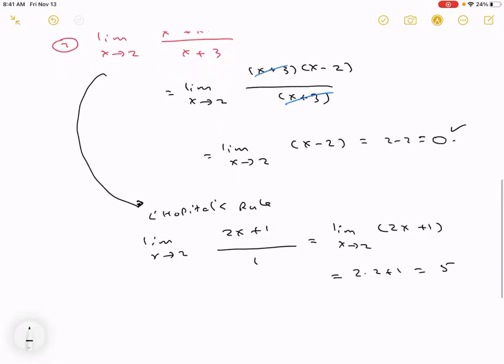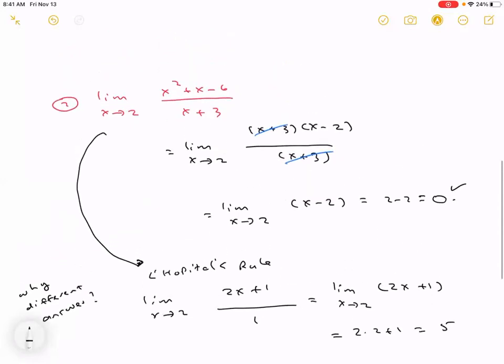Is it because when you first put x equals 2 into the original equation, it doesn't equal 0 over 0? I think it equals like 0 over 5 or something like that. Do you agree with your friend Christopher's answer? So do you mean this is not a problem where we can apply L'Hopital's rule? Is that your answer?